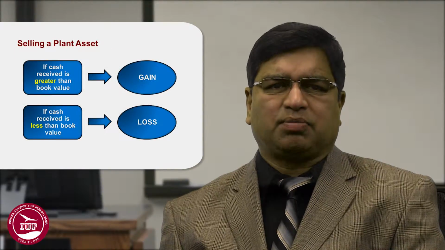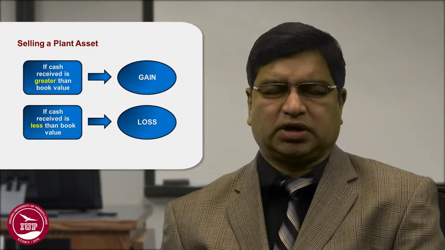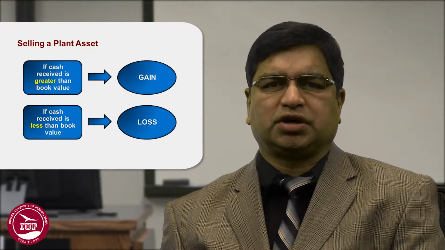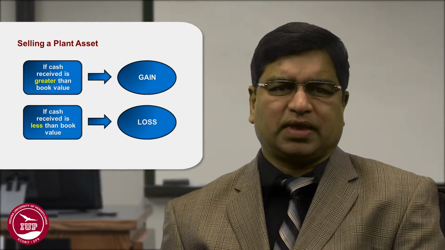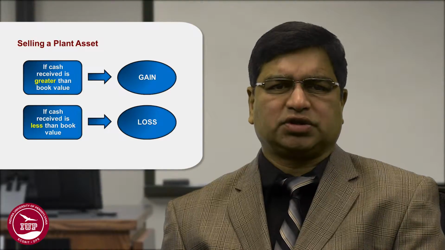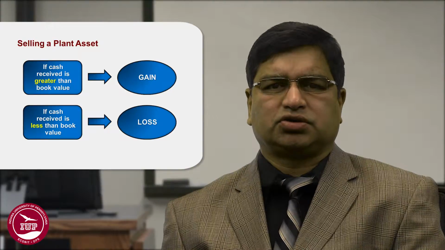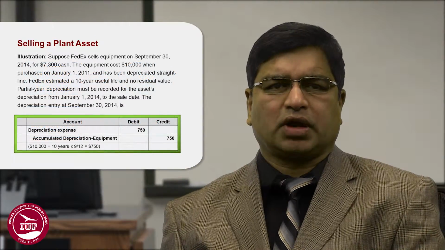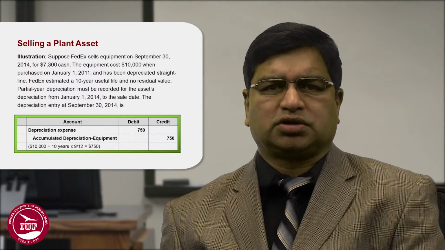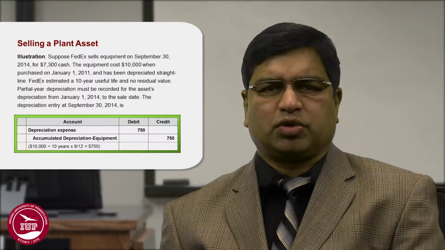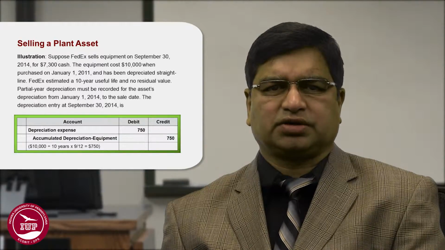So whenever you're selling a plant asset and you get money greater than the book value of the asset, that is cost less accumulated depreciation, you have a gain. In the opposite situation, when you have received cash which is less than the book value of the asset, you have got a loss that needs to be recorded. Let's take an example of selling a plant asset. Suppose an equipment has been sold by FedEx on September 30th, 2014 for $7,300 cash.